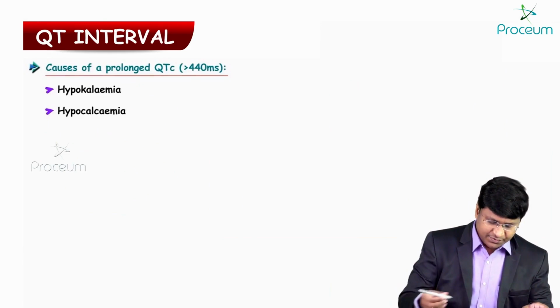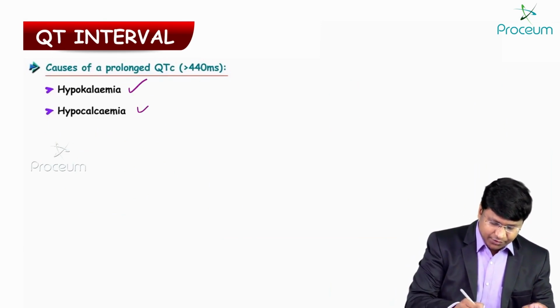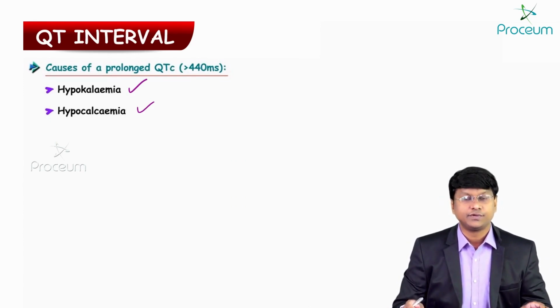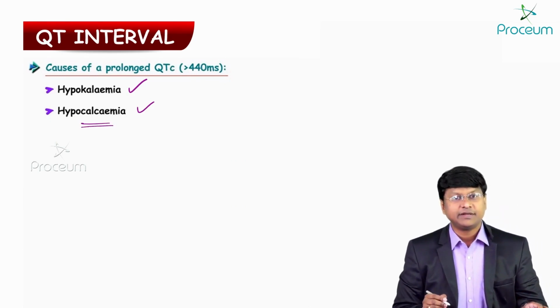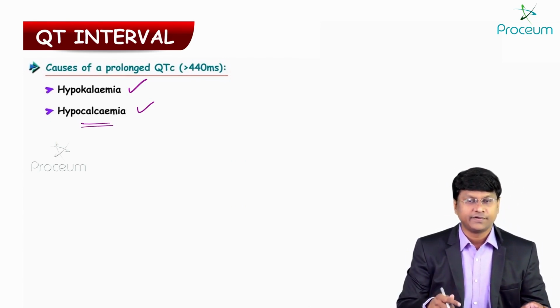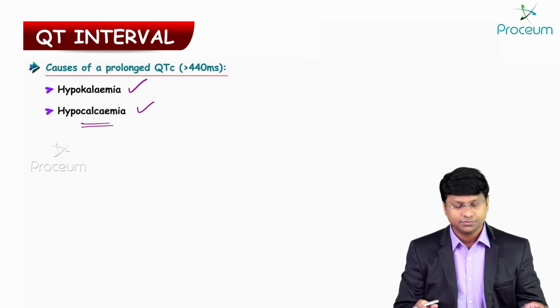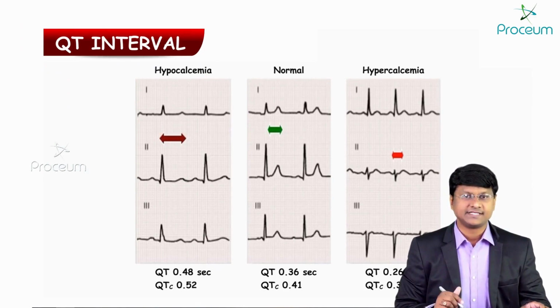Now, what are the other causes? One cause we have just discussed, that is hypokalemia. And the other cause of QT interval prolongation is hypocalcemia. Now let me show you an ECG of hypocalcemia where the QT interval is prolonged. So this is the ECG change in hypocalcemia.